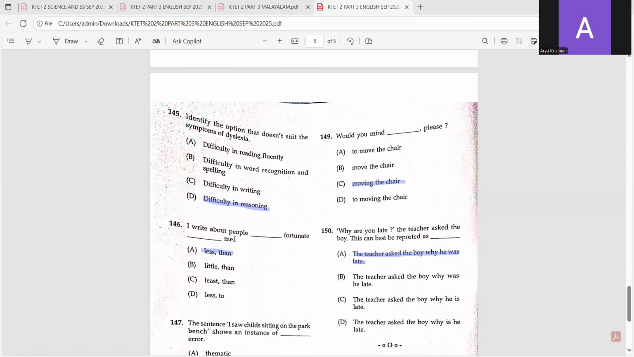Question number 145. Identify the option that doesn't suit the symptoms of dyslexia. Difficulty in reading fluently, difficulty in word recognition and spelling, difficulty in writing, difficulty in reasoning.